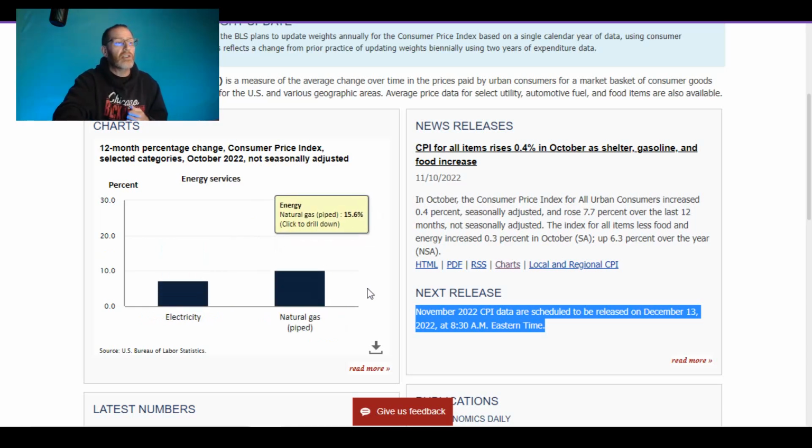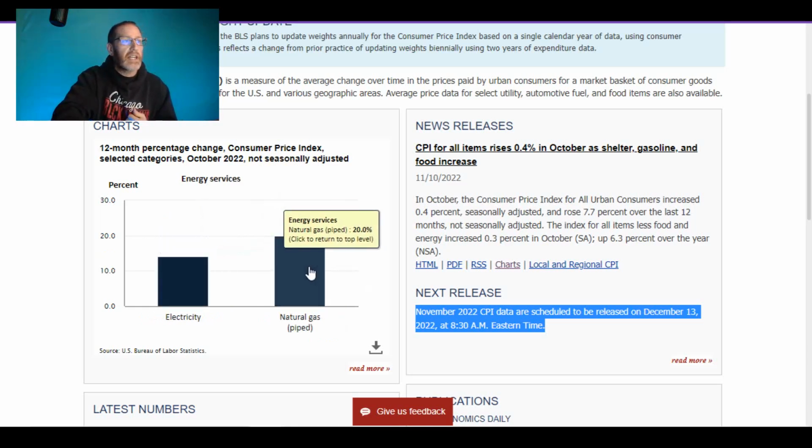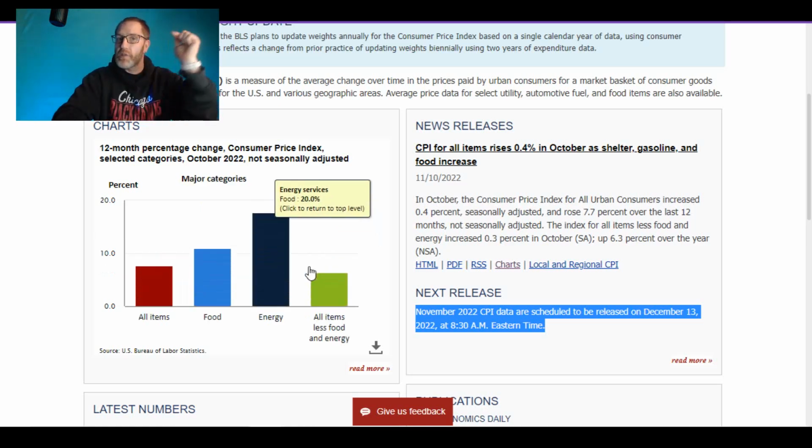Oh yes, go on energy services. Electricity up 14%, natural gas 20%. So it's not just my fans across the pond that are suffering high natural gas prices, although theirs are freakishly through the roof. We are also suffering in the United States with a rise of 20% year over year. Now, what about the families out there? How about you guys that do the food shopping?